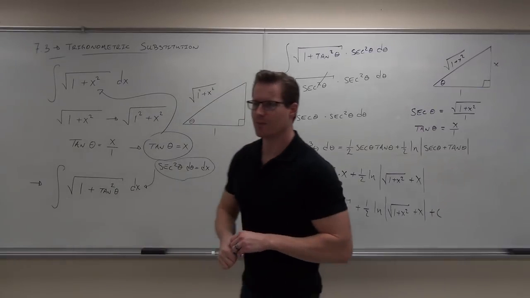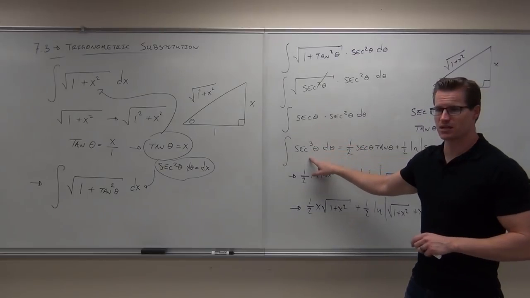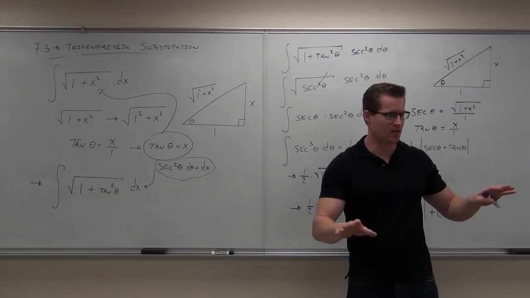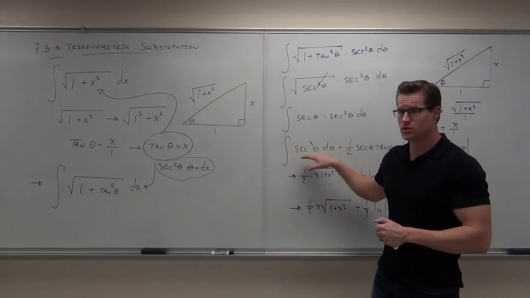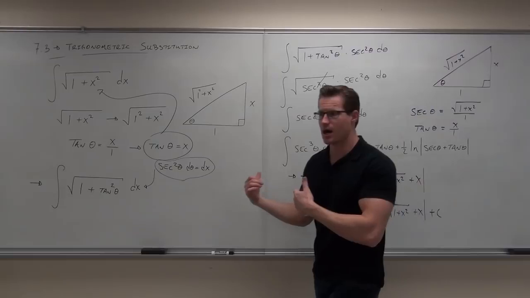Now, this made it look a little bit easier than it might be for you because I skipped over the secant cubed. We did that one before, which you're fine to use, okay? If you've done it before, look it up. But you do know how to do that. That is an integration by parts. So some of these are going to take you some time.